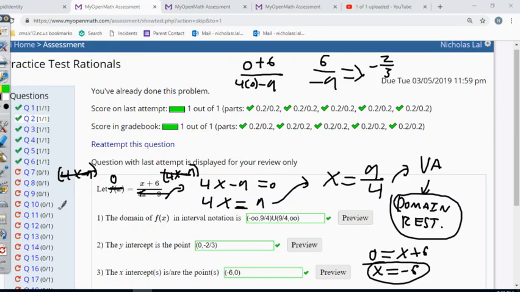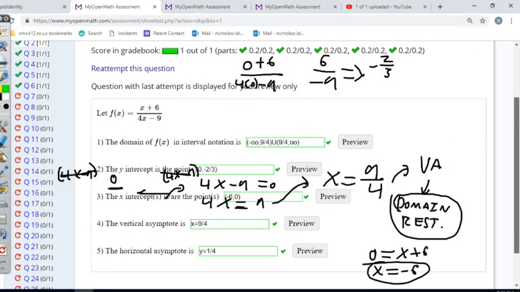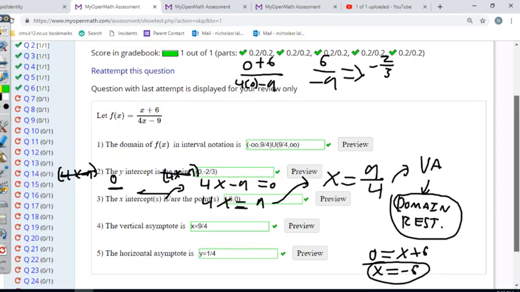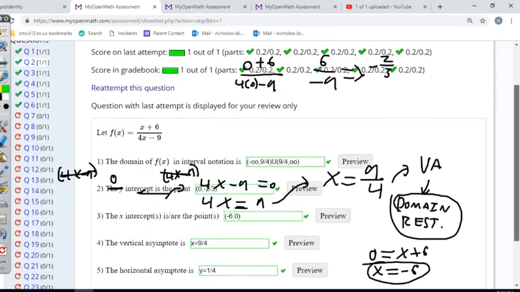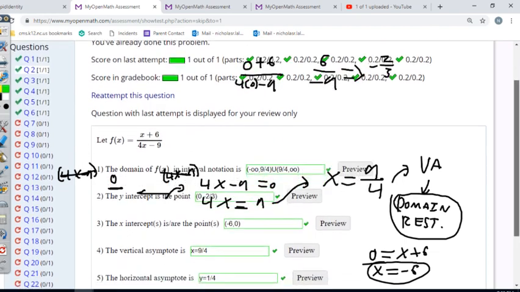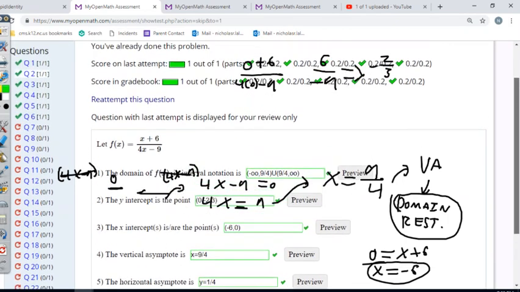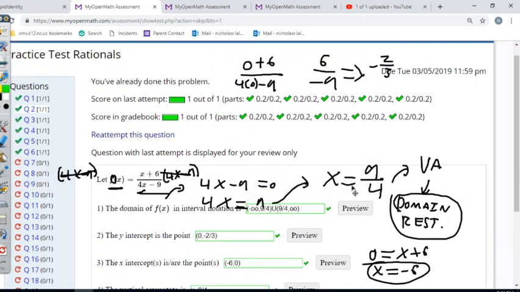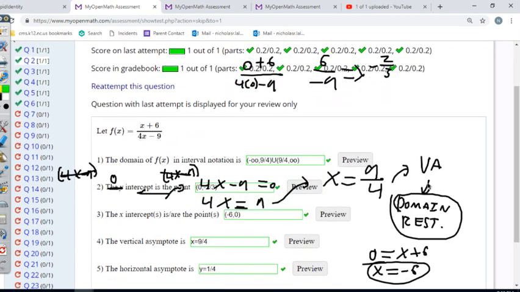All right. Now, the vertical asymptote is x equal to 9/4 and the horizontal asymptote is y equal to 1/4. How do we find the vertical asymptote? Well, we just found it right here. That's x equal to 9/4, so we solved that first. The horizontal asymptote is y is equal to 1/4.